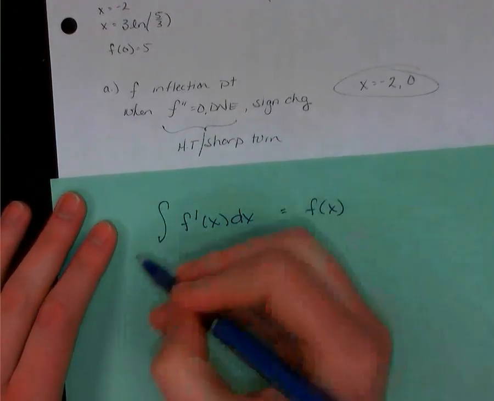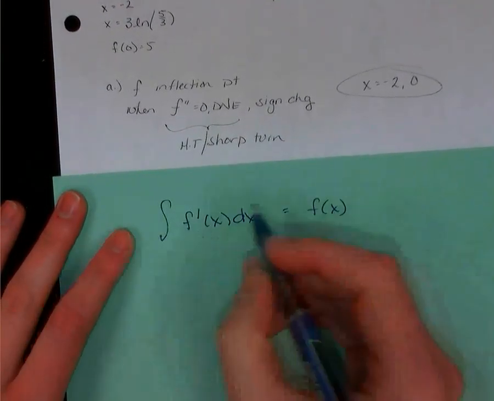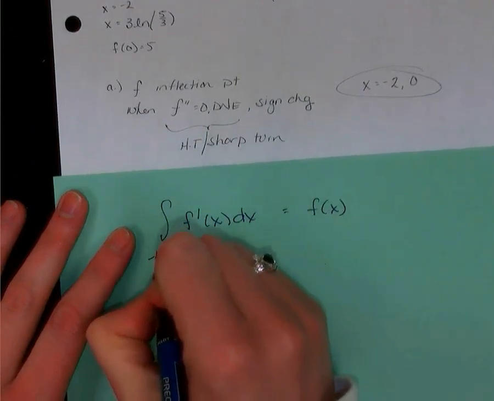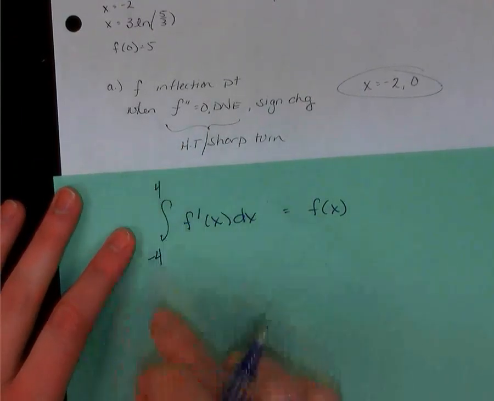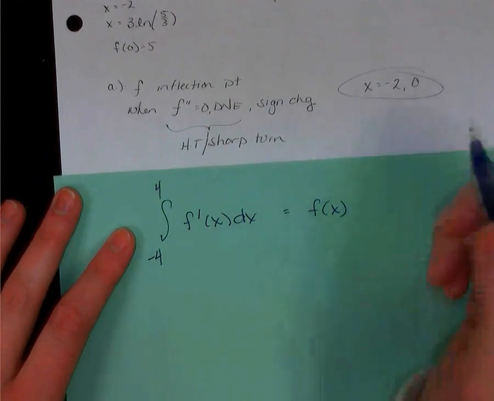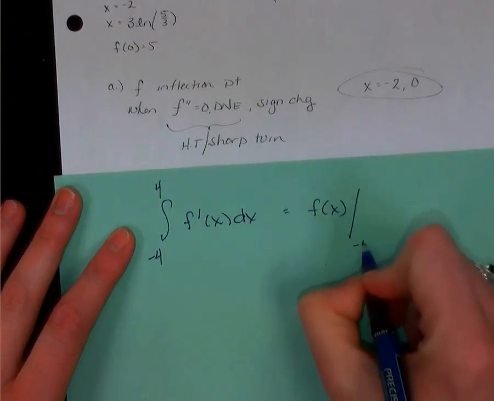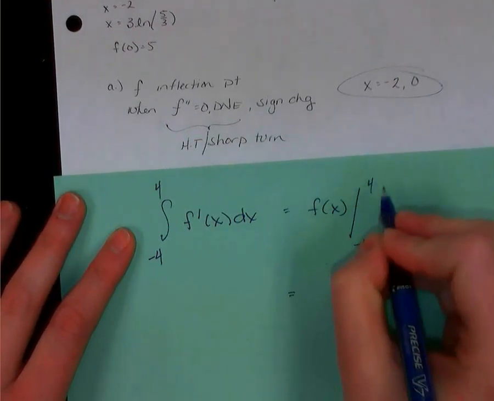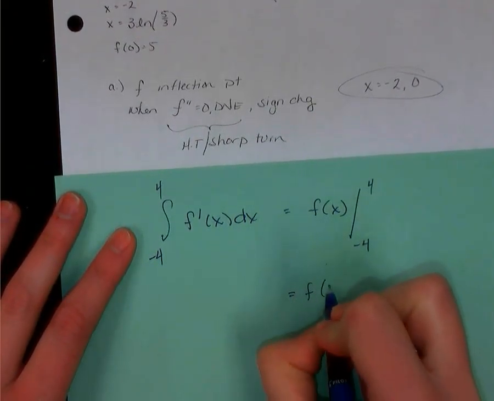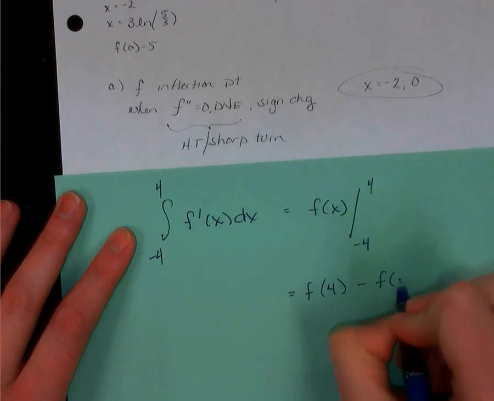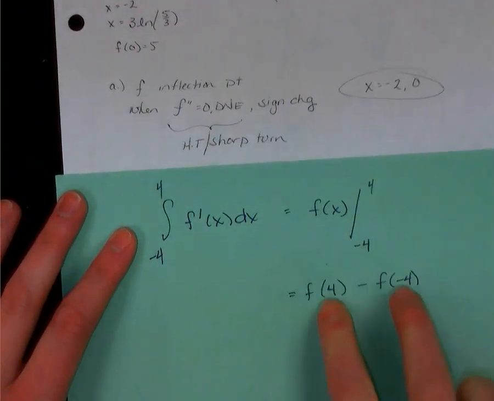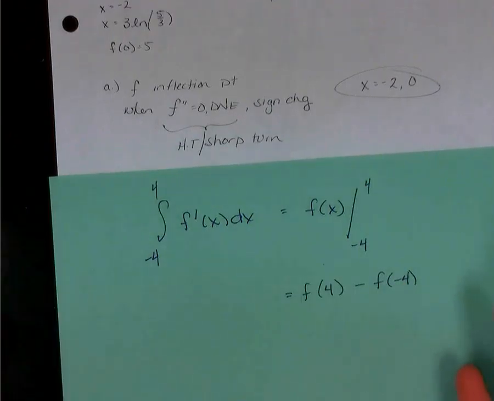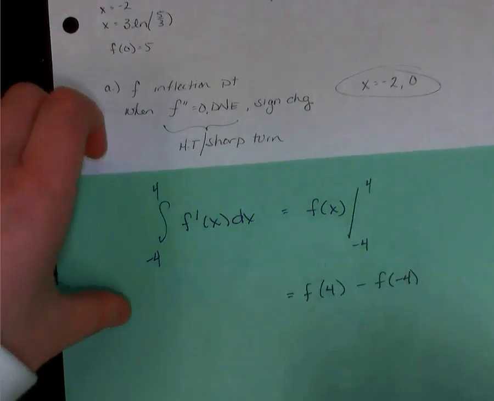Now, if I throw limits on this, let's say because I'm looking for -4 and 4, if I put -4 and 4 as my lower and upper limits, then I would get f of x evaluated from -4 to 4. However, if I look at this, I plug in my upper limit minus my lower limit. That means the two things that I'm looking for are in the same equation. That's no good. I want an equation with one unknown.